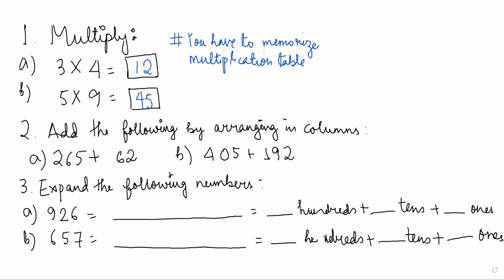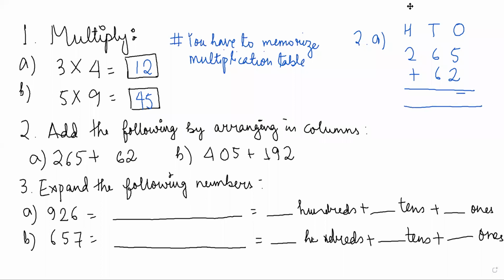Afterwards, add the following in columns. How will we solve it? Question number 2 answer I am showing. Here you will write ones, tens and hundreds. Afterward you will write 2, 6, 5. After that you will write 6, 2. Okay, and addition. After that you will just draw the lines. Okay, so 7, 12, 1, and it is 327.